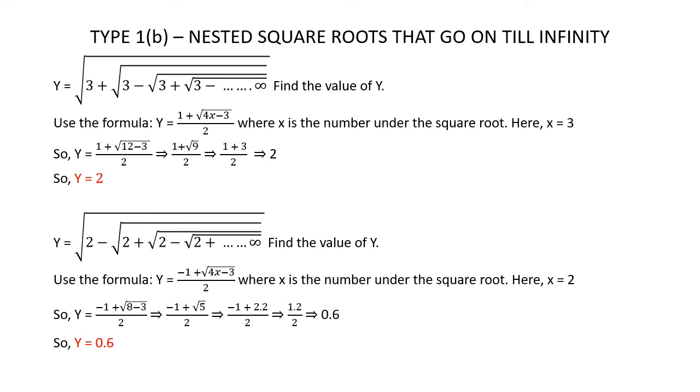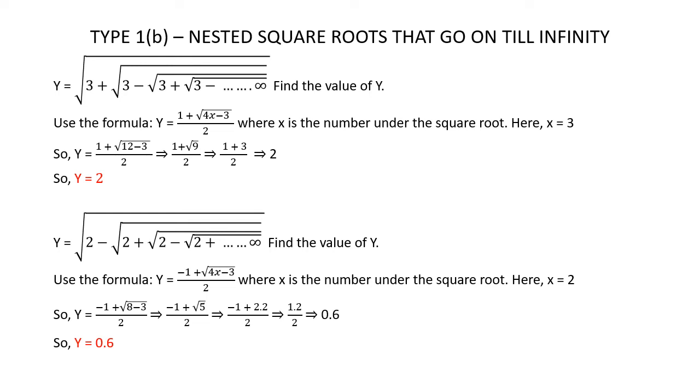So now we have y is equal to minus 1 plus root 5 divided by 2. Square root of 5 is 2.2. So 2.2 minus 1 divided by 2. 2.2 minus 1 is 1.2. So now we have y is equal to 1.2 divided by 2, which is 0.6. So y is equal to 0.6.